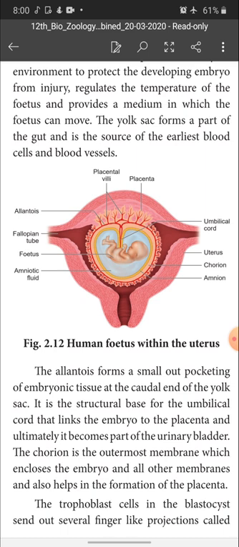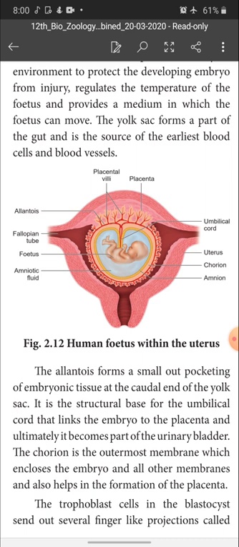The function of the allantois is what? It is the structural base for the umbilical cord. That is, from the allantois, the umbilical cord is developed. The structural base for the umbilical cord that links the embryo to the placenta, and afterwards it becomes part of the urinary bladder.